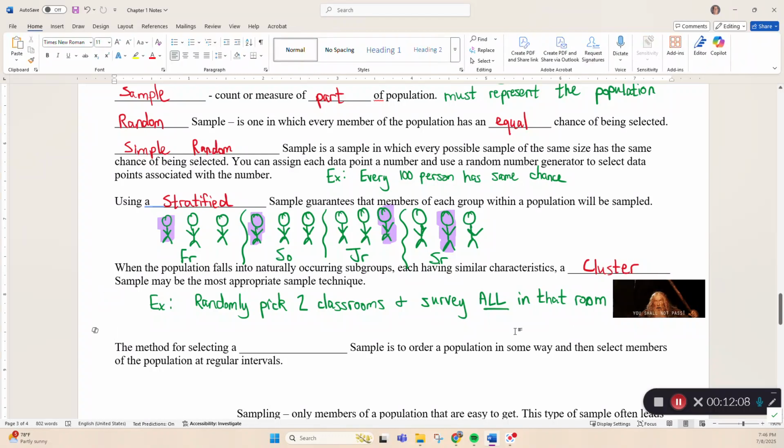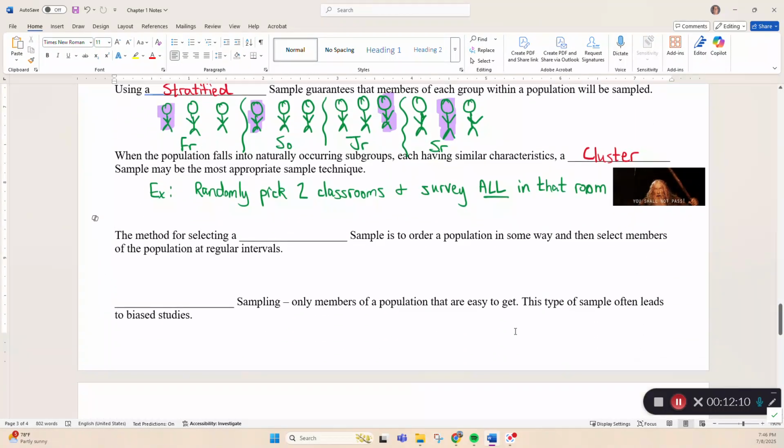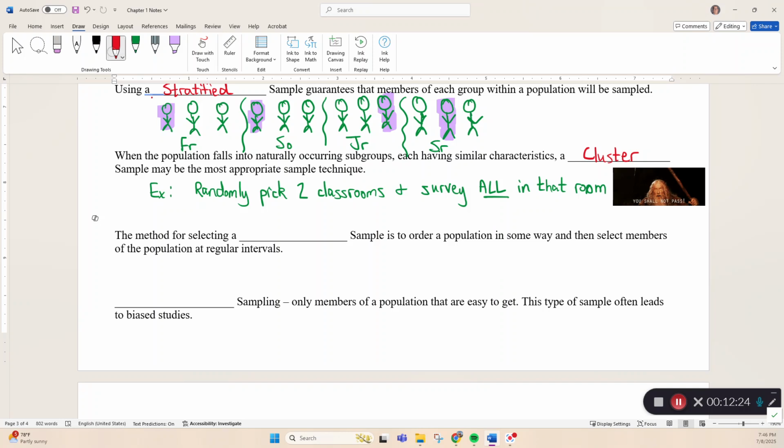But anyways, that's cluster sampling. It is like Gandalf standing at the door. You shall not pass. Yes, you answer my survey. But you're going to sample everyone in those two rooms. Now, another method that we could use is called systematic.